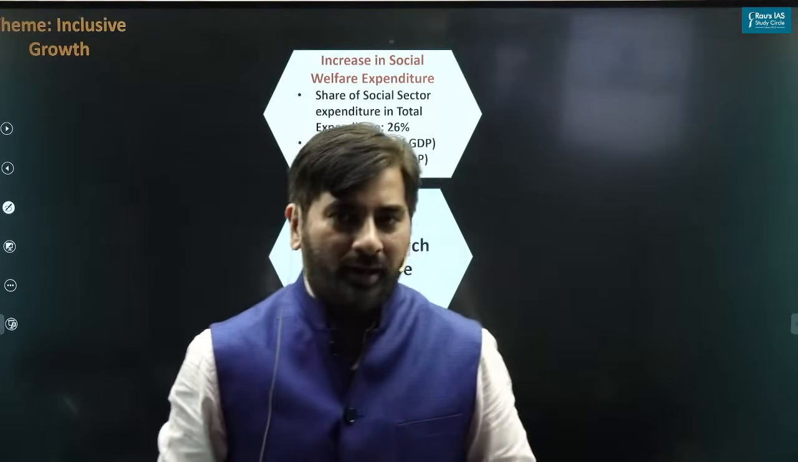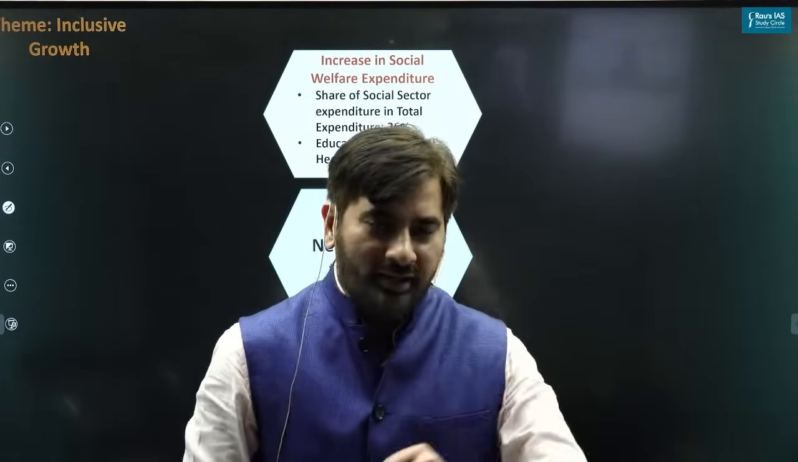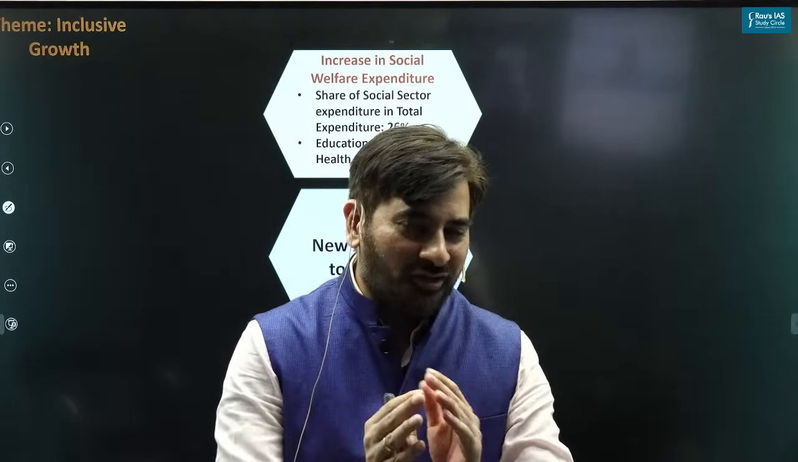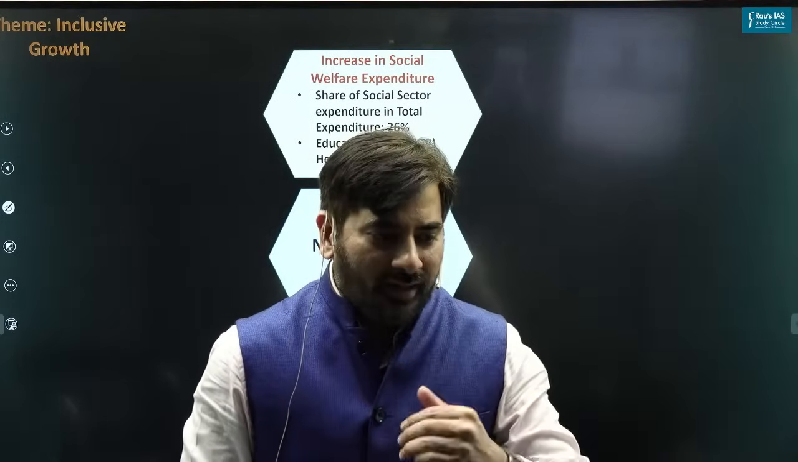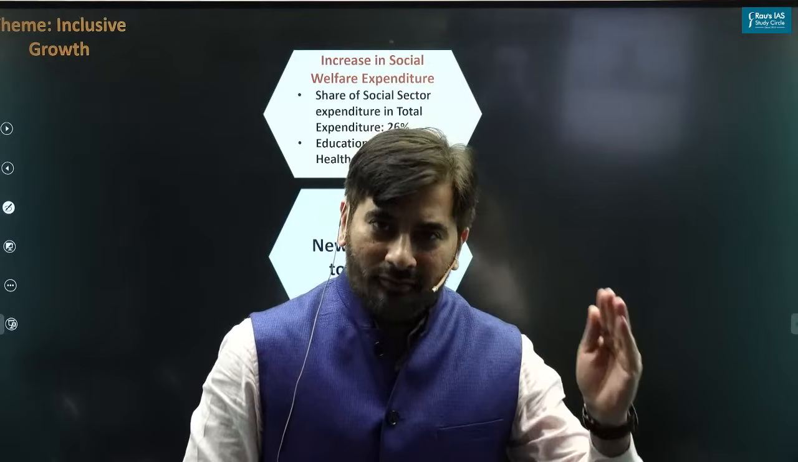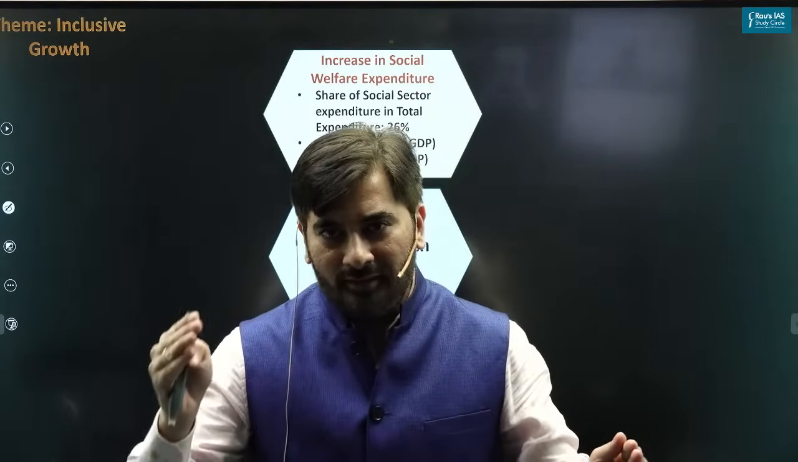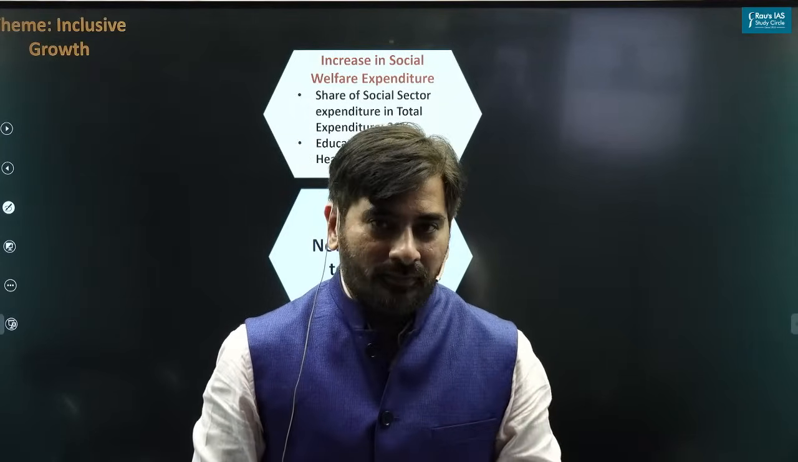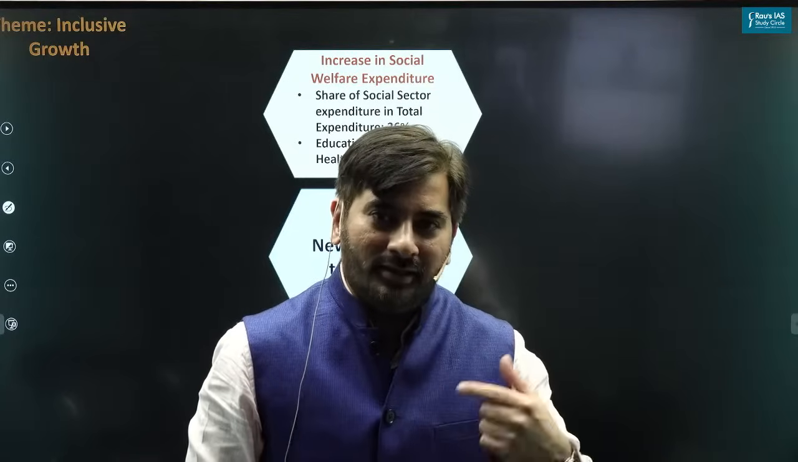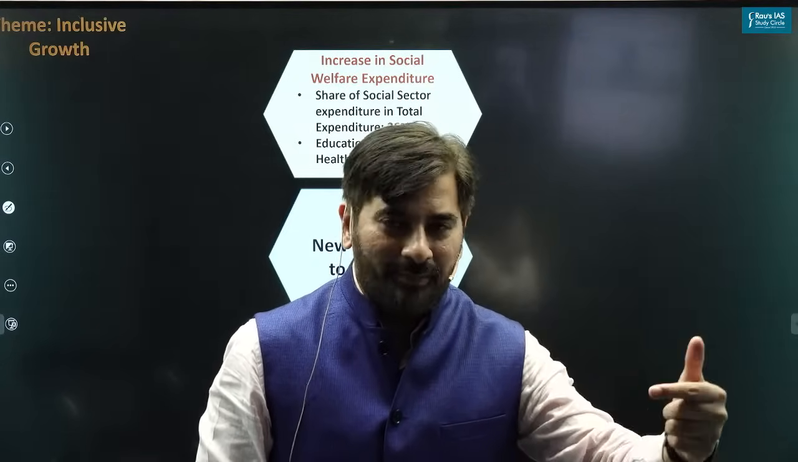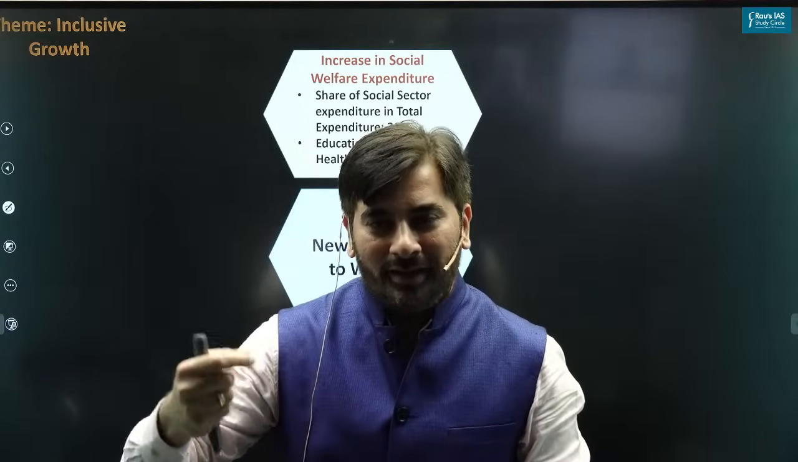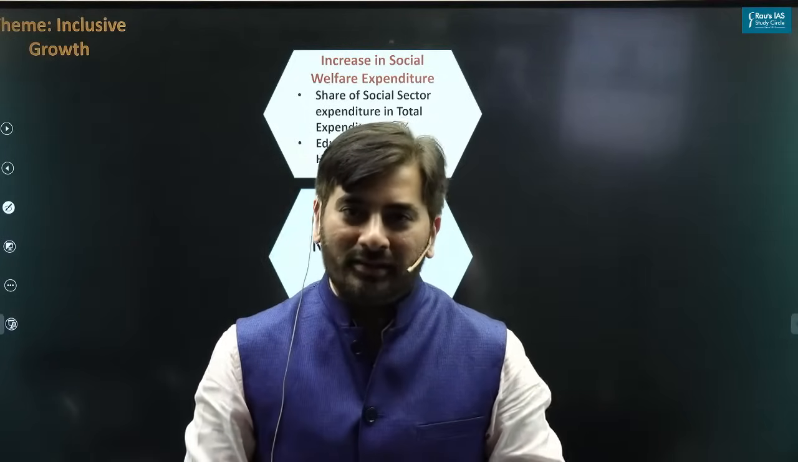What about component number 2? Please focus here. When we say that the government is spending money on the social sector, the government can spend money on revenue expenditure as well as capital expenditure. And we know what is revenue expenditure. Revenue expenditure is a maintenance-related expenditure of the government. Capital expenditure is the expenditure for the creation of new assets.